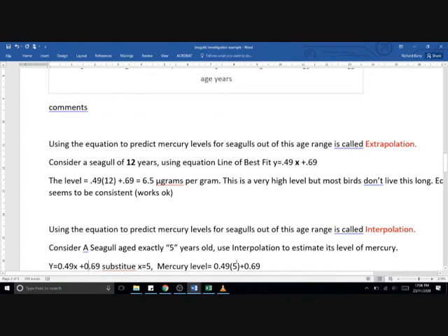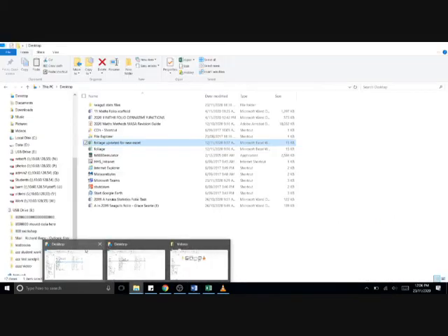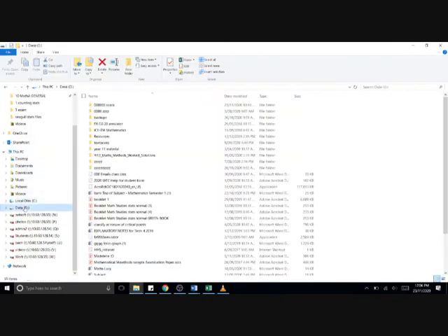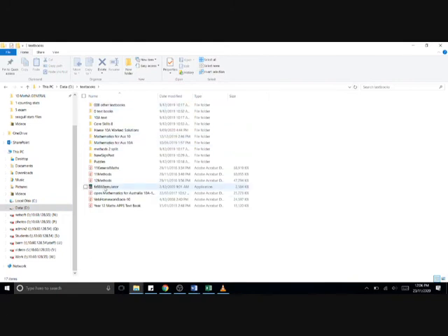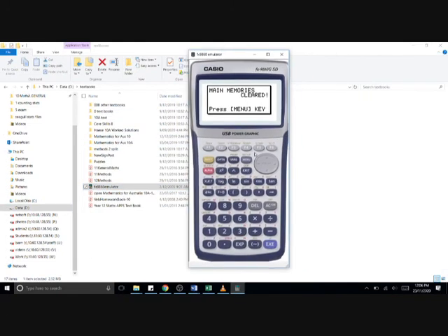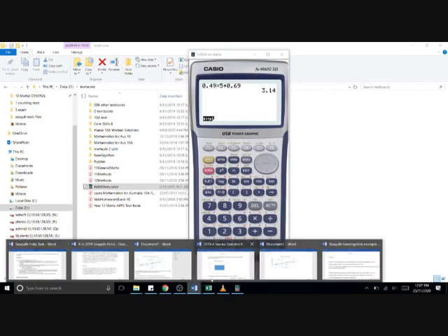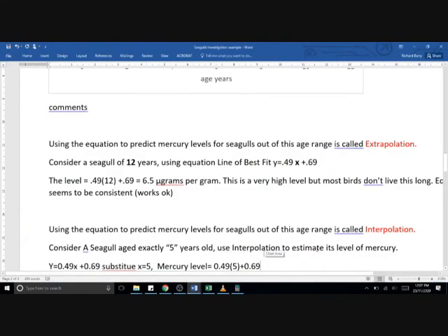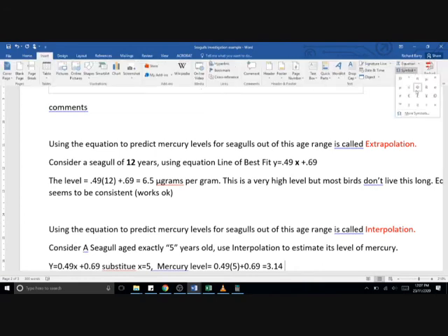Okay, and we'll just go and work that out on the calculator. 0.49 times 5 plus 0.69 equals 3.14 micrograms.